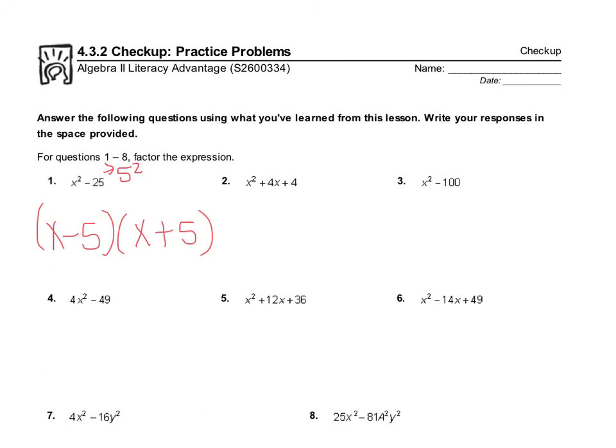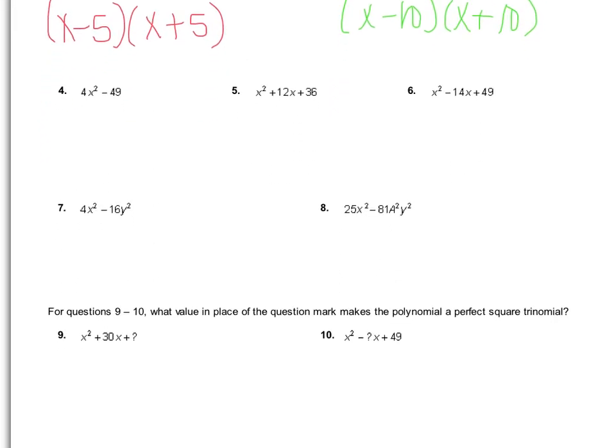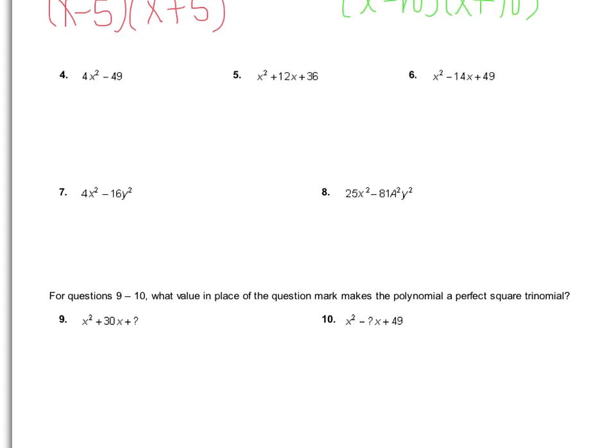Number 3, I have x squared minus 100. So x squared is a perfect square. 100 is really 10 squared. So I can factor this as x minus 10, x plus 10. Number 5, we've actually already done this one, so I'm going to skip that. And number 7, I have 4x squared minus 16y squared.